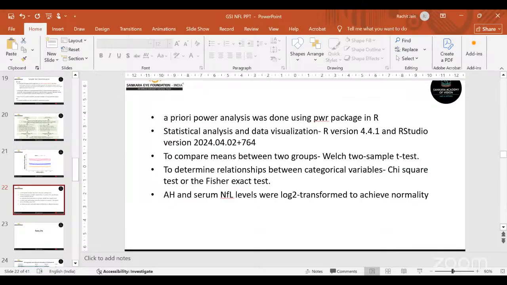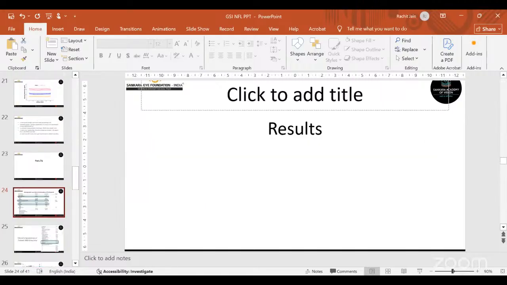Statistical analysis. An a priori power analysis was done using the power package in R. Statistical analysis and data visualization was done using R version 4.4.1 and RStudio version 2024. To compare means between the two groups, Welch's t-test was done, and to determine relationship between categorical variables, chi-square test and Fisher exact test were done. Aqueous humor and serum neurofilament light chain levels were log transformed to achieve normality. Moving on to the results.